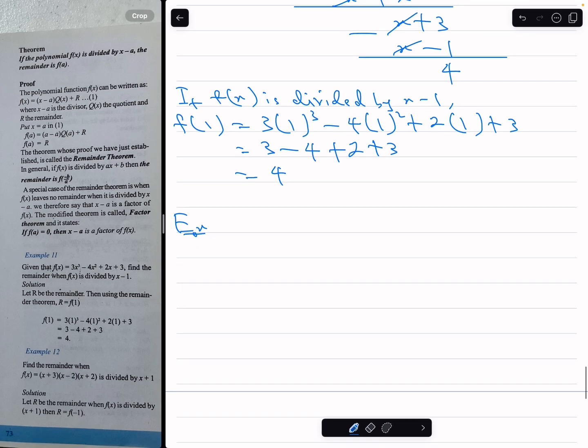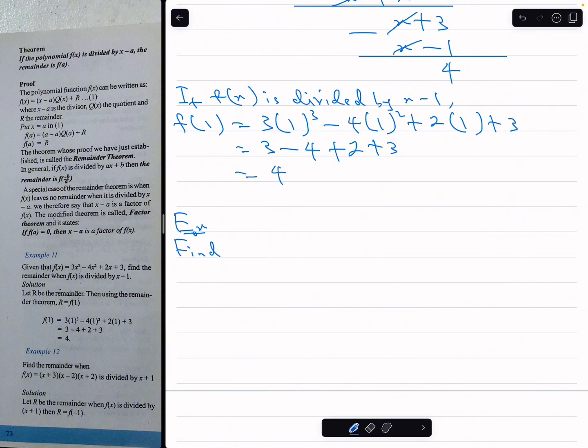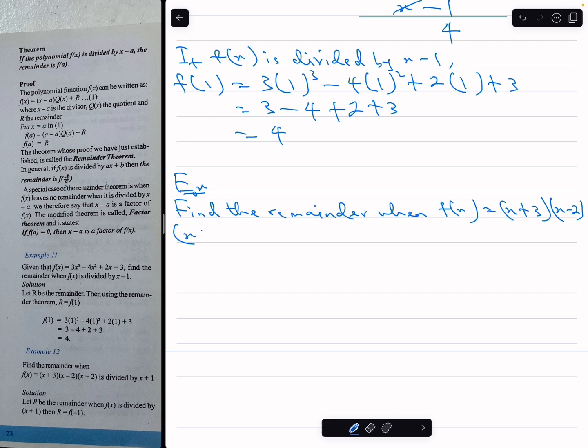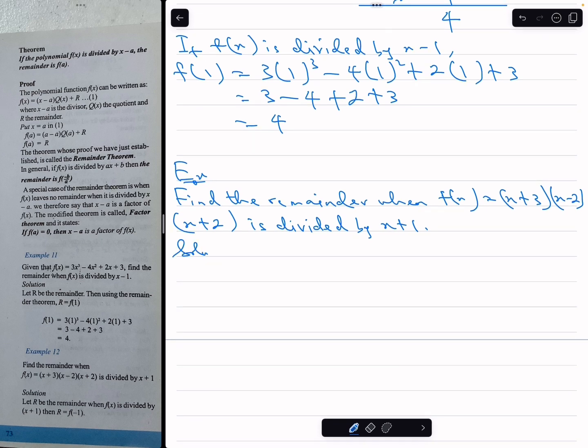This is another example. Find the remainder when f of x, which is equal to x plus 3 times x minus 2 times x plus 2, is divided by x plus 1. Let's go straight to the solution.